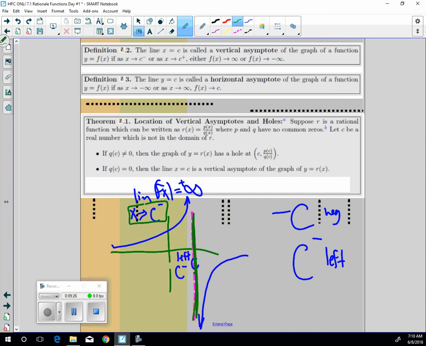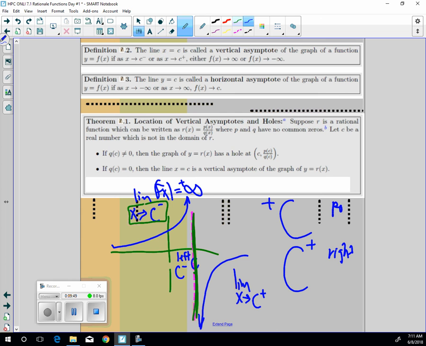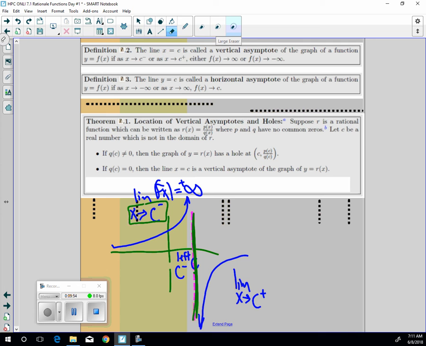But if you look at this one down here, the limit as x approaches c from the right, and again, this would be positive c. This would be c from the other side, the plus side or the right side. This would be positive, and right. So they're different. And then f of x is equal to, this one's going down to negative infinity.